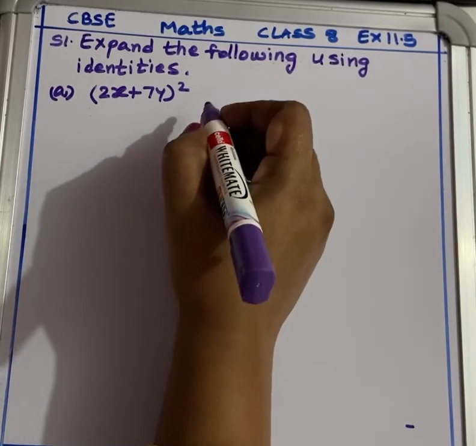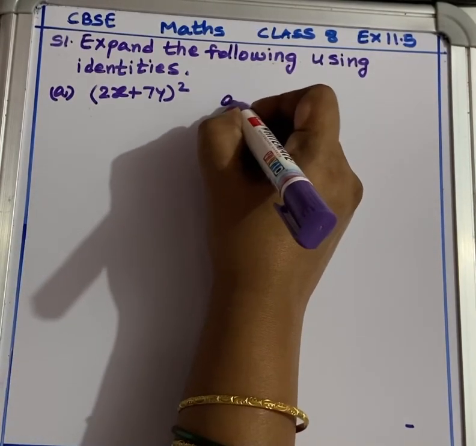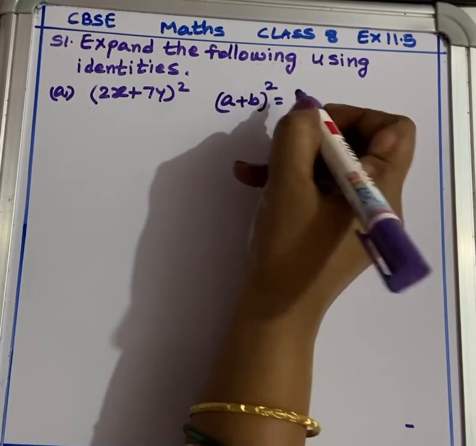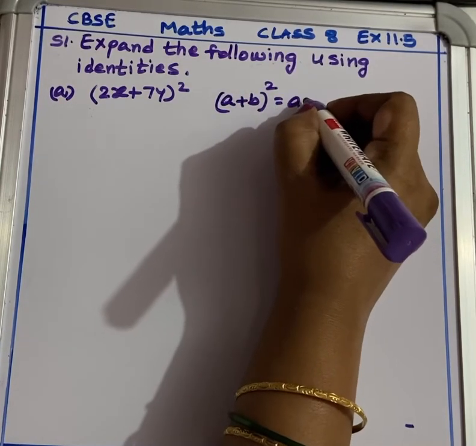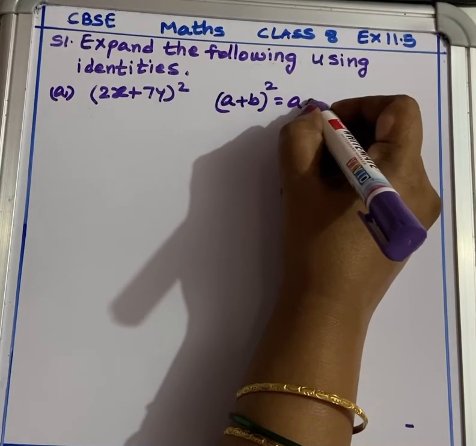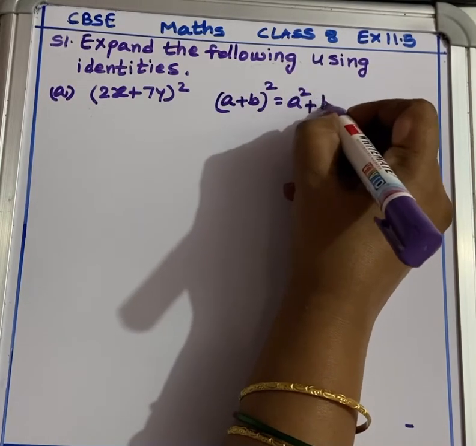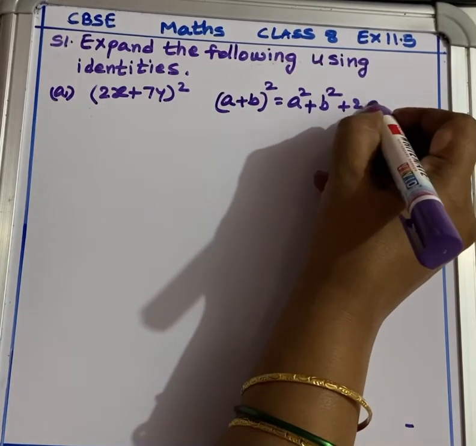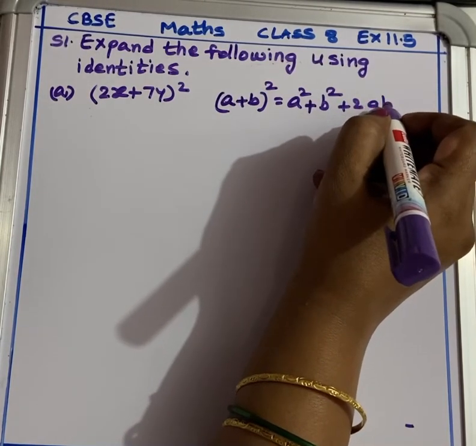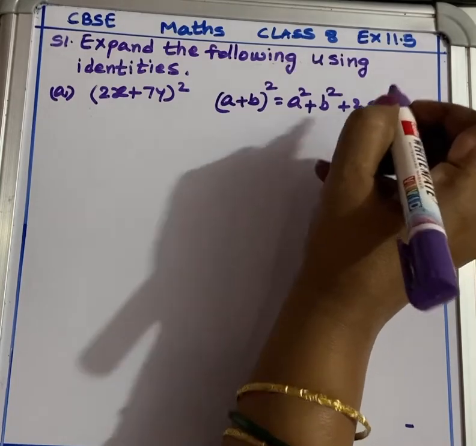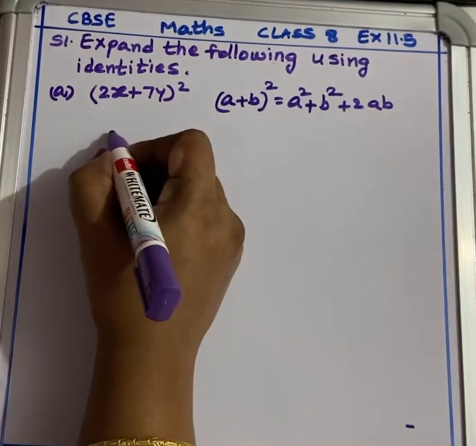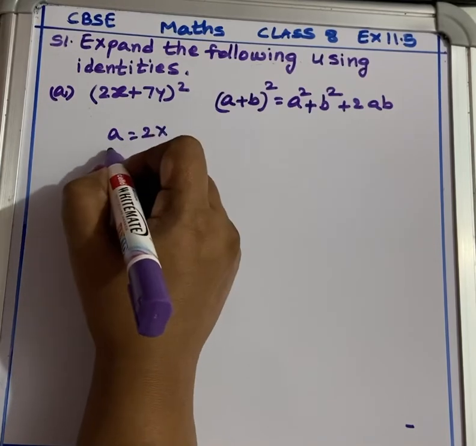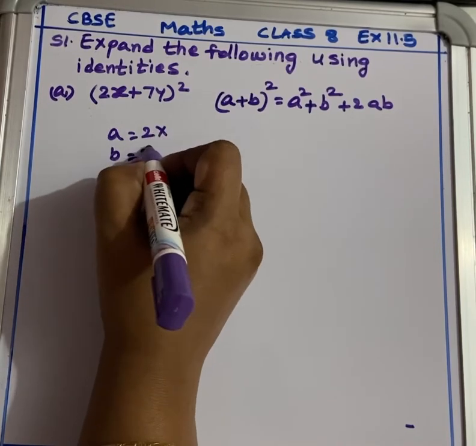We use the identity (A + B) square equal to A square plus B square plus 2AB. Okay. So here A equal to 2x and B equal to 7y.